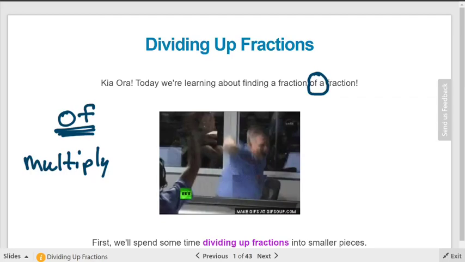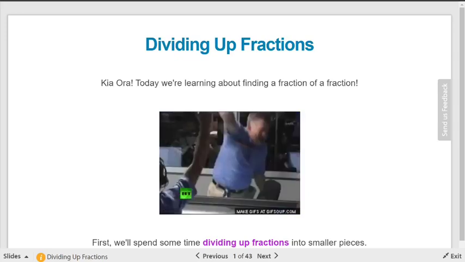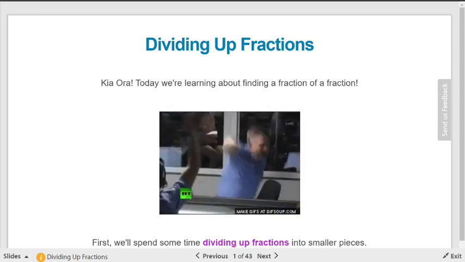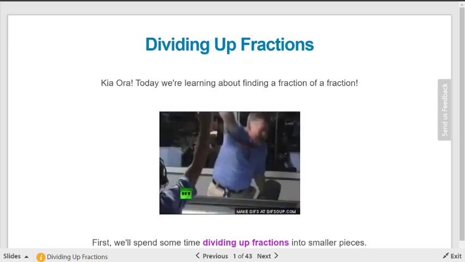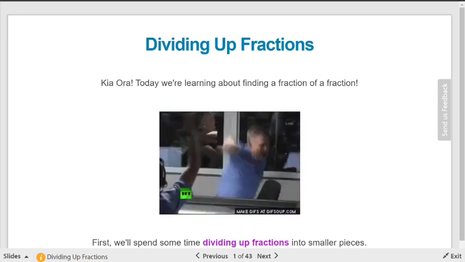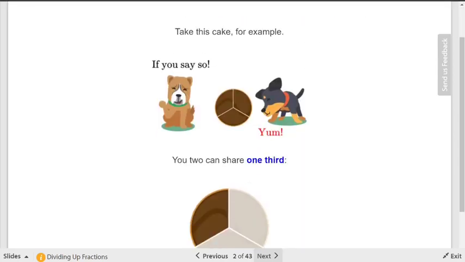Does that make sense? That's what we're going to be looking at in this lesson when we're talking about dividing up fractions. They say dividing, but actually we're talking about multiplication, but it's going to cut it into smaller pieces. That's what they mean by dividing. So don't think that means the operation division. We can break up fractions into smaller pieces.